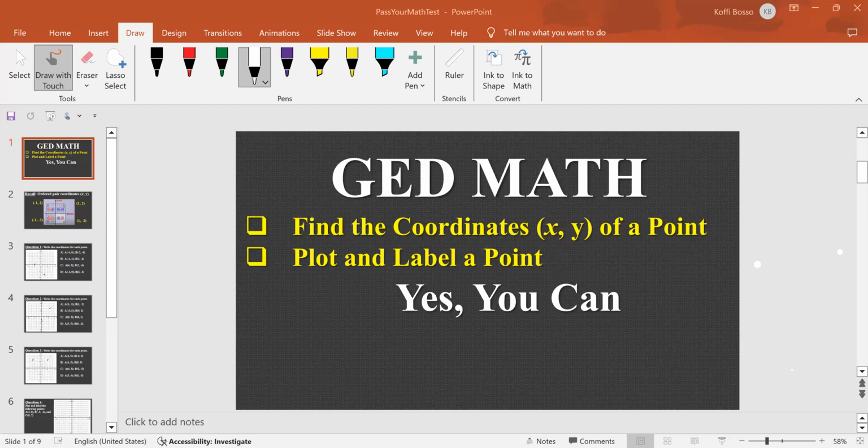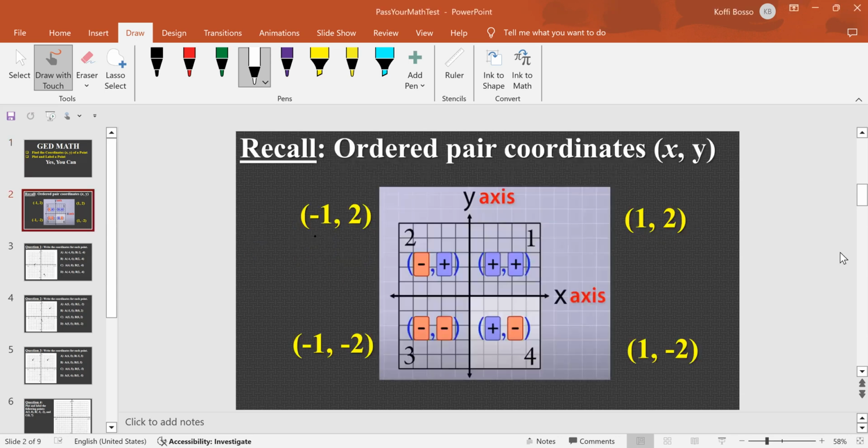GED math. Find the coordinate xy of a point. Plot and label a point. Yes, you can. As a quick review, when they say ordered pair coordinate, they want the x and the y value, and they have to be in this order: the x before the y.